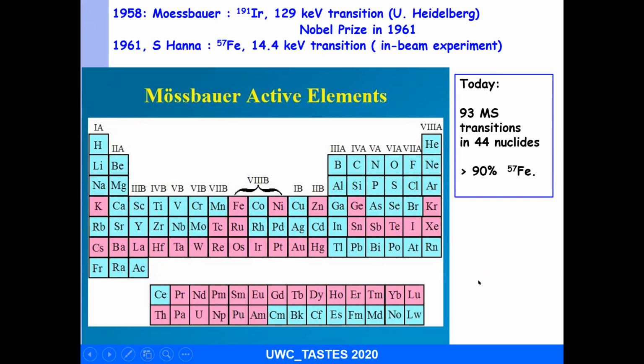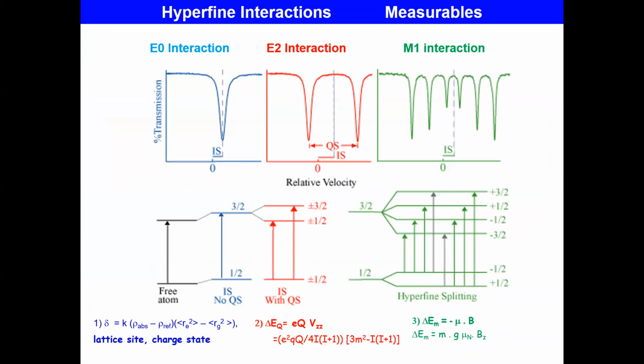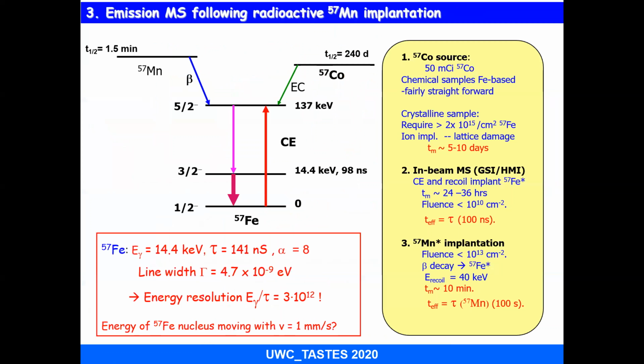The position today is shown here, with all the Moessbauer nuclides shown in pink. There are today 93 Moessbauer transitions in 44 nuclides, but more than 90% of the measurements are done using iron-57.